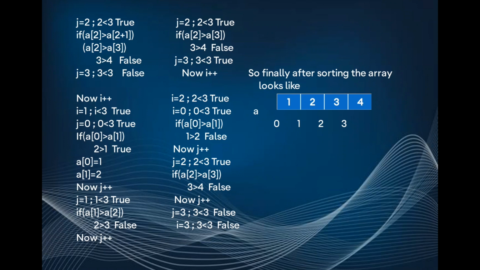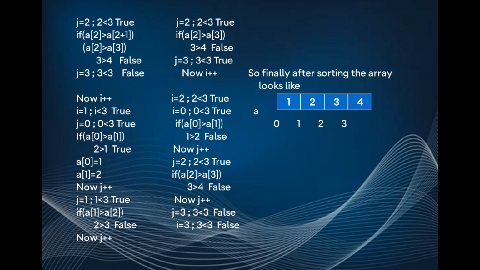So now we are going to increment the i value. So i will become 2. 2 is less than 3, it is true. So j is equal to 0. 0 is less than 3, it is also true. So we are again checking for the condition. In the position of 0 it is 1, in the position of 1 it is 2. So 1 is greater than 2, it is false.